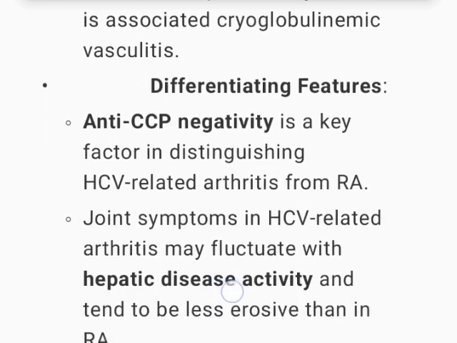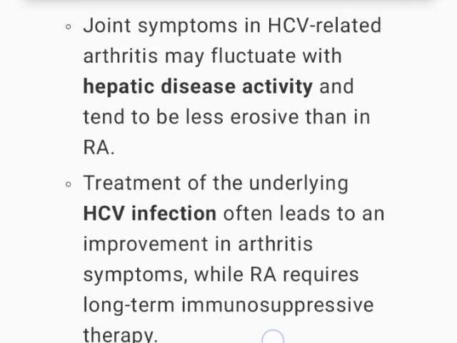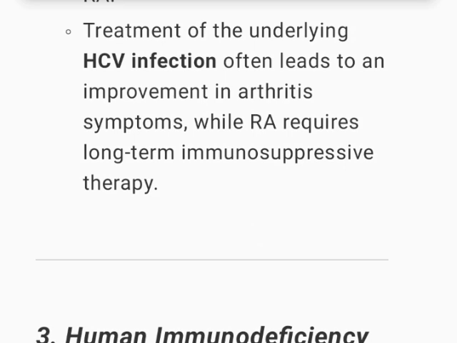Differentiating features. Anti-CCP negativity is a key factor in distinguishing HCV-related arthritis from RA. Joint symptoms in HCV-related arthritis may fluctuate with hepatic disease activity and tend to be less erosive than in RA. Treatment of the underlying HCV infection often leads to an improvement in arthritis symptoms, while RA requires long-term immunosuppressive therapy.